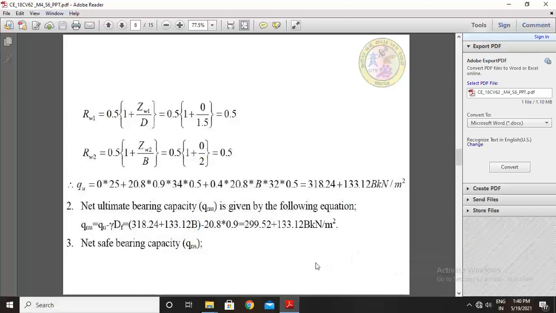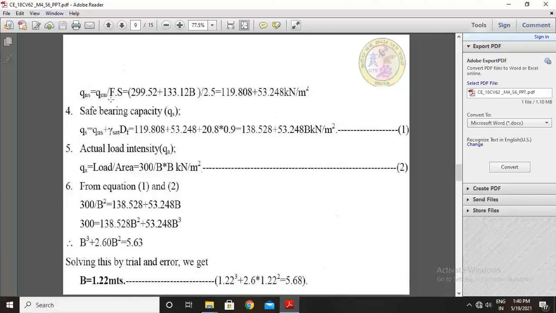Net safe bearing capacity is given by the equation net ultimate bearing capacity divided by factor of safety. You substitute the values in this equation. So Qnu is given, divided by factor of safety 2.5. So finally we are getting in terms of B, in kilonewton per meter square. Then safe bearing capacity is given by the equation net safe bearing capacity plus gamma saturated into Df. Now substitute the values here.